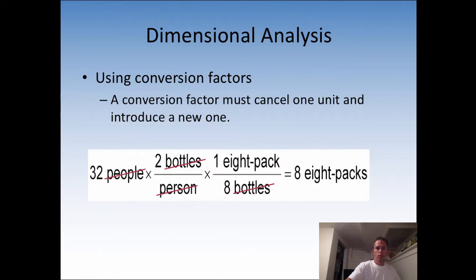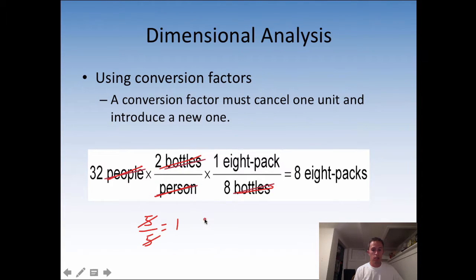So using conversion factors, a conversion factor must cancel one unit out and introduce a new one. And so when we're doing these calculations, it's going to look something like this. This is just an example. But if we started with 32 people and each person had 2 bottles, see how people divided by people cancel out? And now we're left with bottles. But then we do another conversion factor and bottles cancels out with bottles on top and bottles on bottom. Just like this, any number divided by itself is equal to 1. So we can cancel those out.